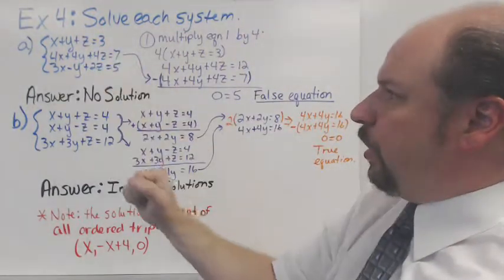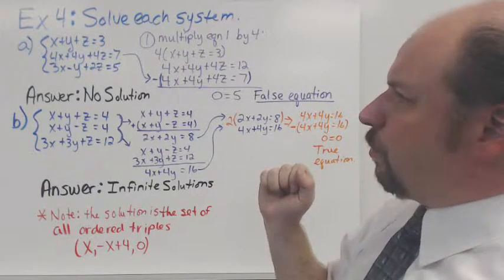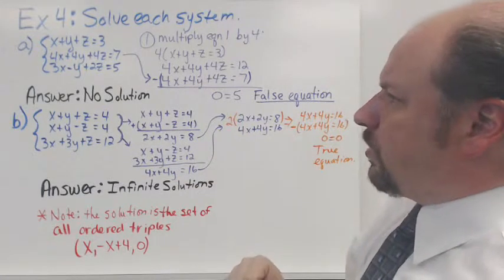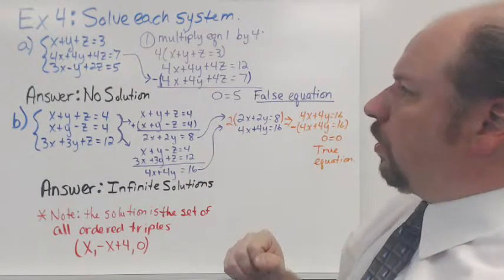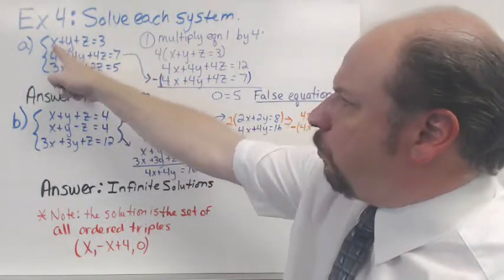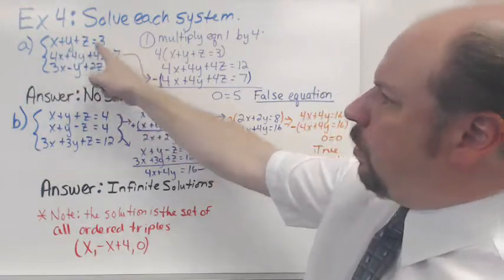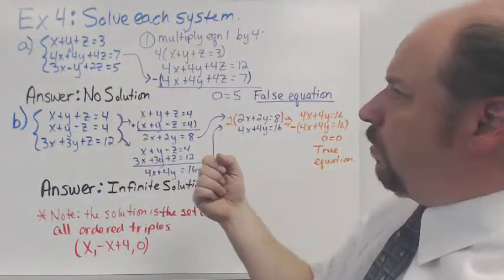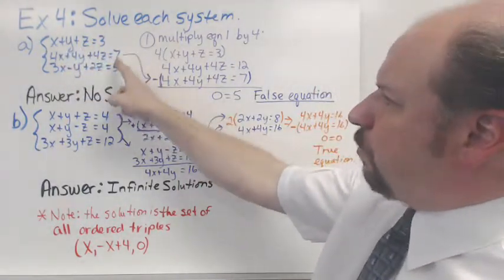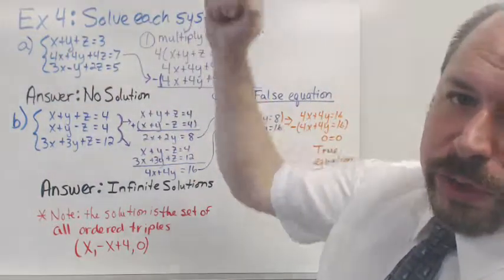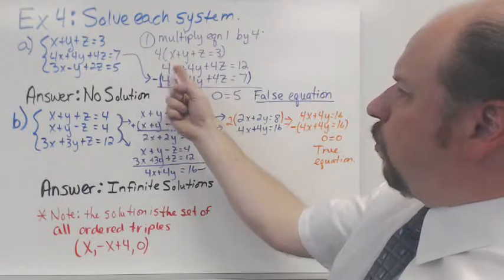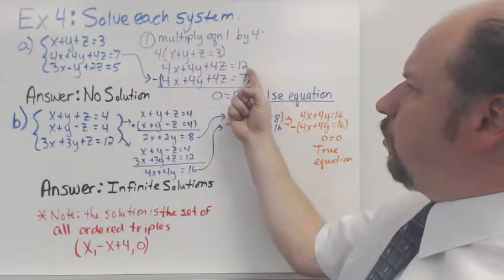So we have a system here, x plus y plus z equals 3, 4x plus 4y plus 4z equals 7, and 3x minus y plus 2z equals 5. Okay, so looking at that, you might notice something interesting here. If we multiply this top equation by 4, say we want to try to eliminate the x's, okay? So we multiply that one by 4. So we get 4x plus 4y plus 4z equals 12.